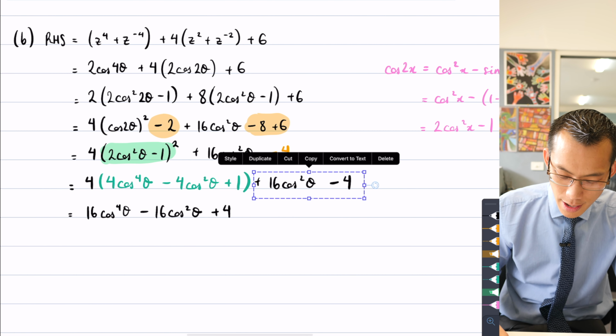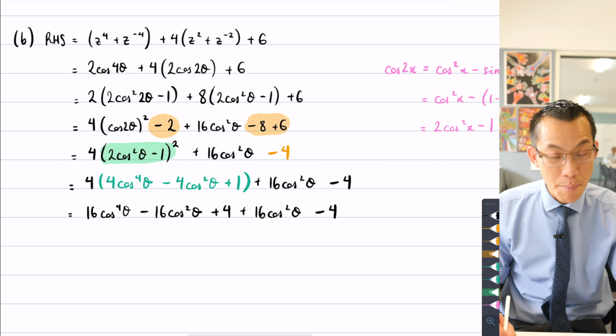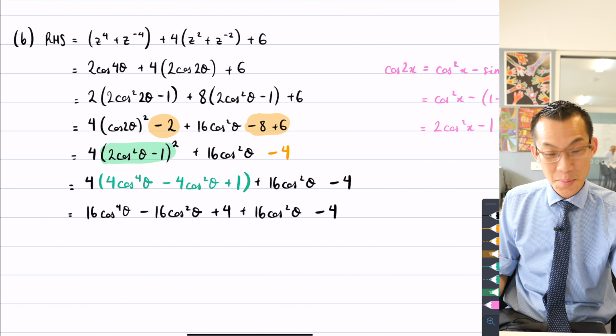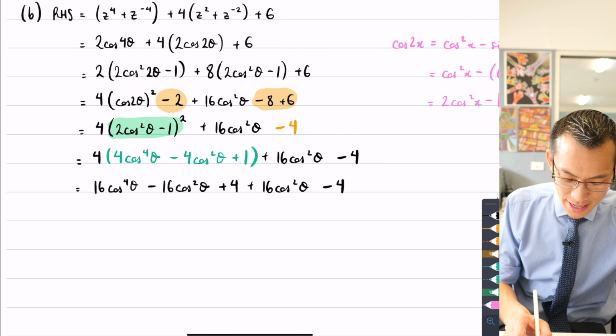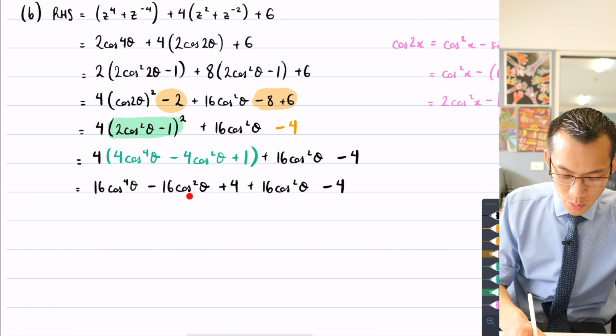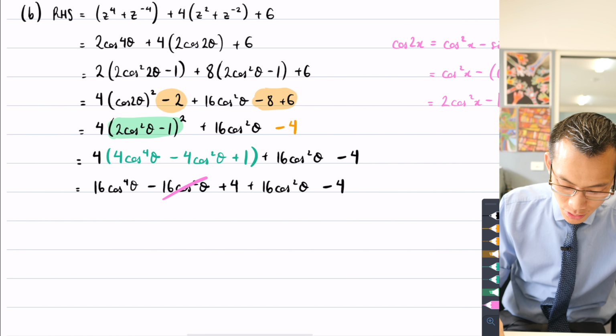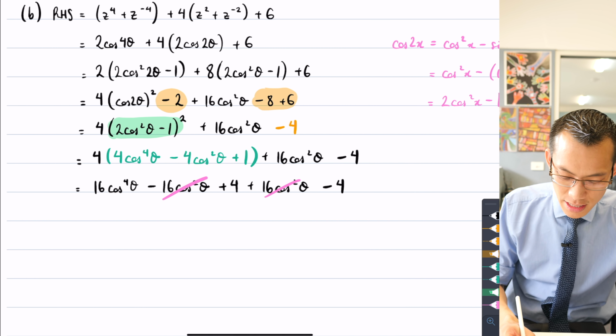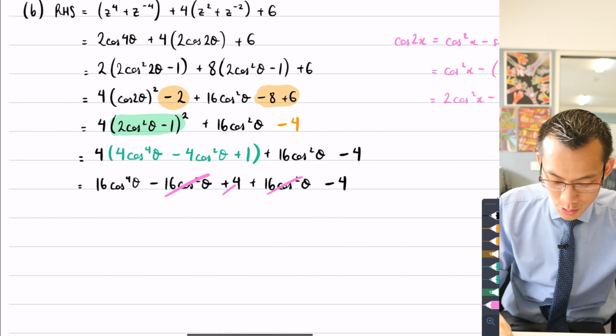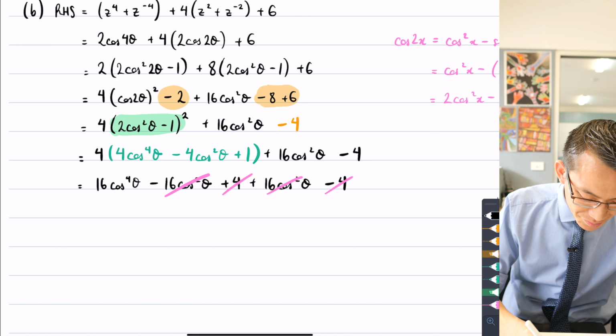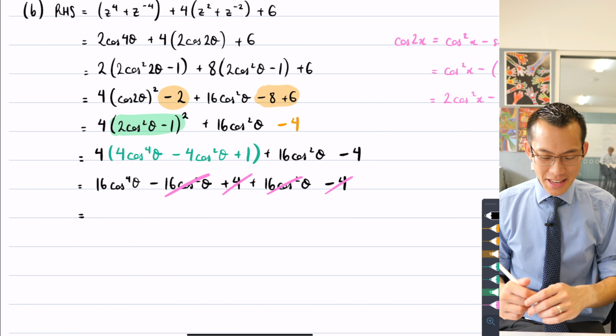These terms are still patiently hanging out here, but delightfully you can see I'm going to get some more cancelling, right? You can see this minus 16 cos squared and this plus 16 cos squared, they're gone. That's fantastic. And then you can see this plus 4 and this minus 4, they're also gone, so they cancel. And now I'm very, very close to the end here, right?